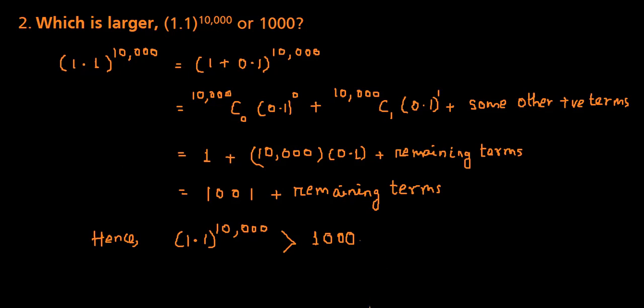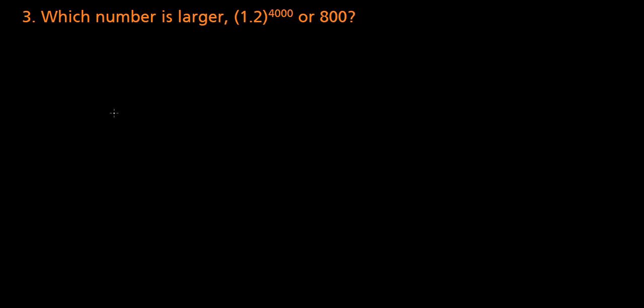Let's do the third problem. This is also similar to questions number 1 and 2. Here we have to find out which one is the larger number, 1.2 raised to the power of 4000 or 800. Let's check it out. Solution. We start with 1.2 raised to the power of 4000 and rewrite it as (1 plus 0.2) raised to the power of 4000.